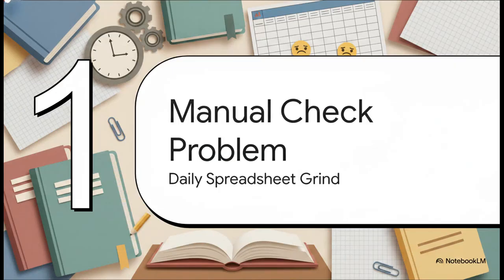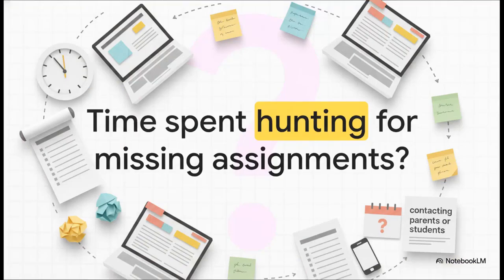Okay, let's start right in the trenches with section 1, the manual check problem, or as we all affectionately know it, the daily spreadsheet grind. To really understand this pain point, let's think about a teacher. We'll call her Miss Chen. She's a grade 10 science teacher trying to manage 84 students across 3 different sections.